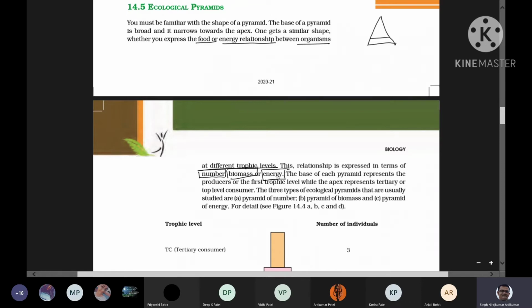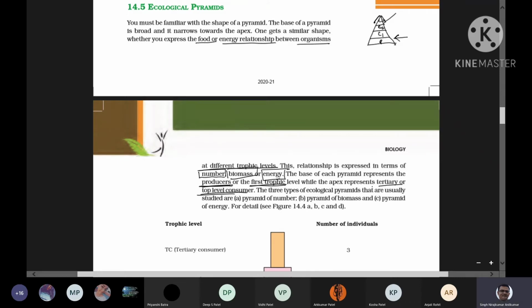So what happens here, if we consider this is a pyramid, the base of the pyramid is showing the producers, whether it is number, biomass or energy, it won't matter, right? So they are producers, and they are also called the first trophic level. Okay, we had discussion yesterday that that is the first trophic level, while the apex represents the top level of consumer. Suppose this is producer, this is the consumer, right? This is C1, consumer 1, this is C2, this is C3. So the apex of the pyramid, this portion, represents the top consumer, or tertiary consumer we can say, right? Top consumers or tertiary consumers, they are there at the top.